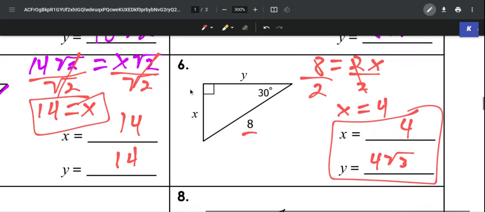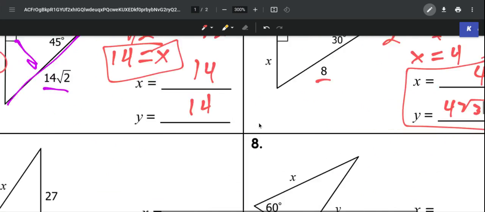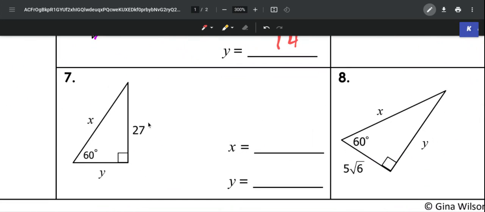So in number 6, they left out our legs and gave us our hypotenuse. Now we'll go to 7. And here we're given one leg, but we're not given our hypotenuse, which we know because it's opposite the 90-degree angle. So this x is our hypotenuse. And then this y down here is one of our legs, and we can identify if it's shorter or longer. It's adjacent to the 60-degree angle, so it's shorter. But you can look at them and just see that the bottom one's longer than the top one.